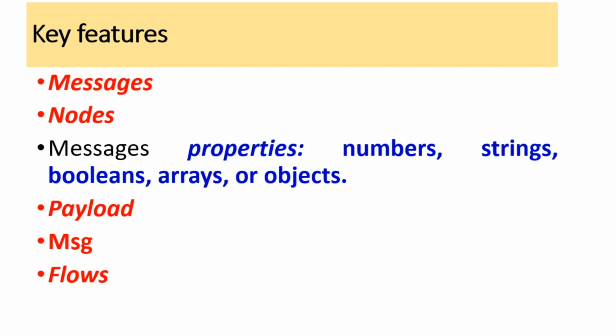Before I start with an example, in Node-RED we'll be focusing on these parameters. These are the key features of Node-RED. We'll be focusing on the messages, the flow of data from one node to another. This is how the nodes will be established. The messages are set with properties of type number, string, boolean, array, or object. We have a payload option to display your data in the console, and a message, msg, and there is a flow between the nodes. So these are the key features.